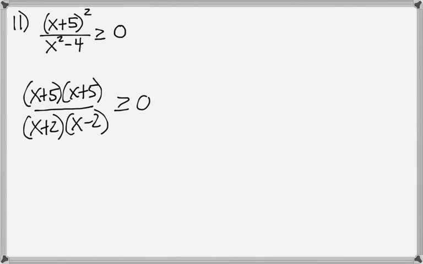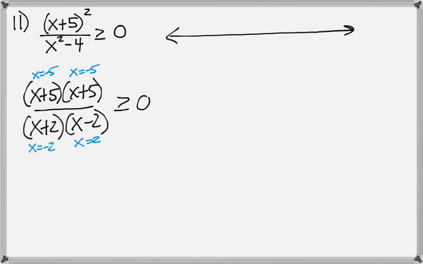Really, we're just looking for where this is 0 or undefined. So this is x is equal to negative 5, and the other one will be the same. So if you can just look at the original one, then you don't need to split it up. But the bottom will be x is equal to negative 2, x is equal to positive 2. So on my number line, those are going to be my cutoff points.